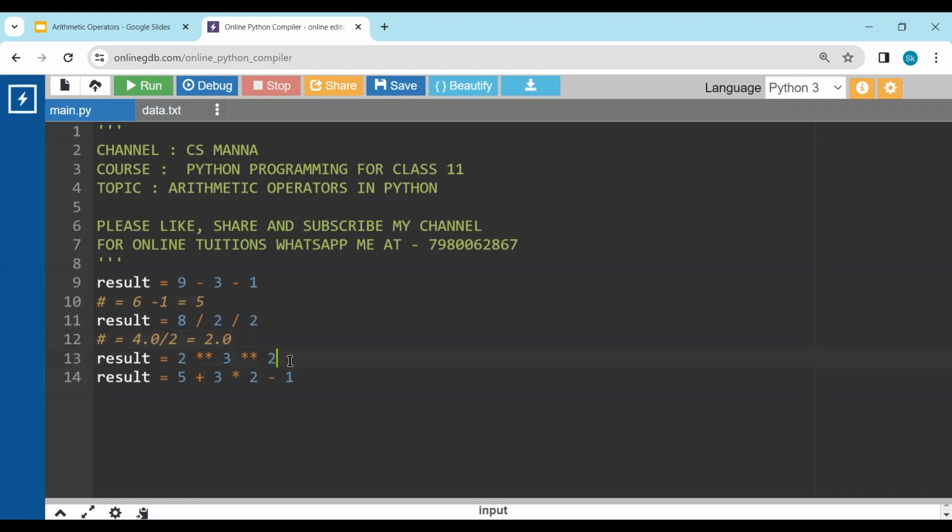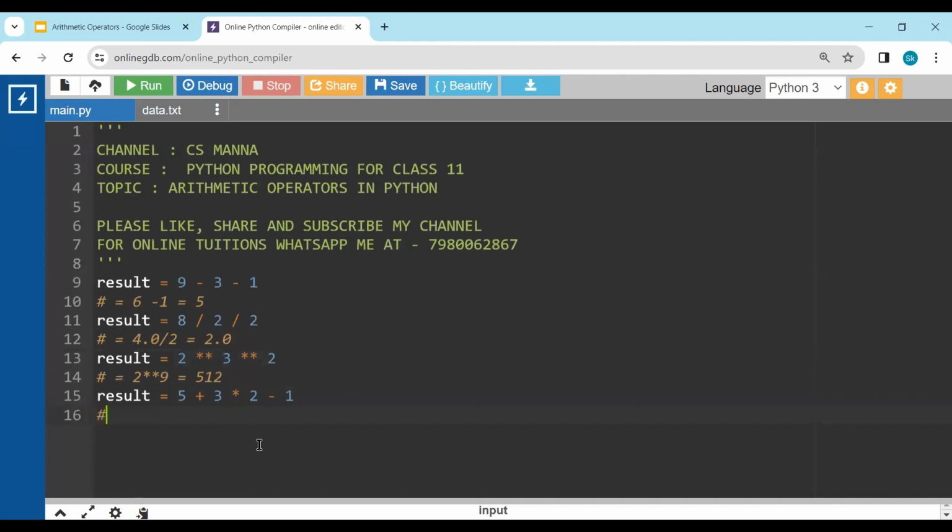Now the one which we have discussed is the exponent, the power. Here we do it slightly differently. We will not go left to right, but right to left. So this will be 2 to the power of 3 to the power of 2, which is 2 to the power of 9, which we know is 512.